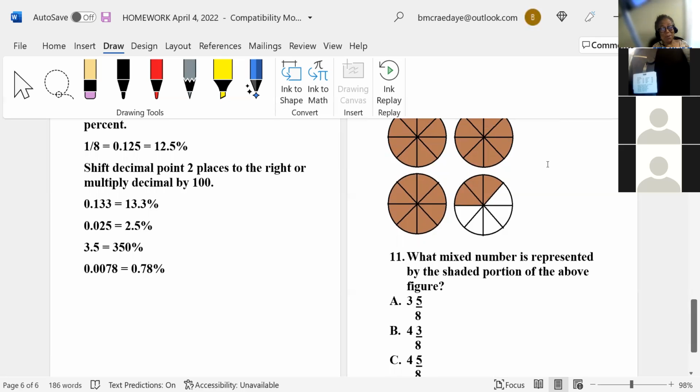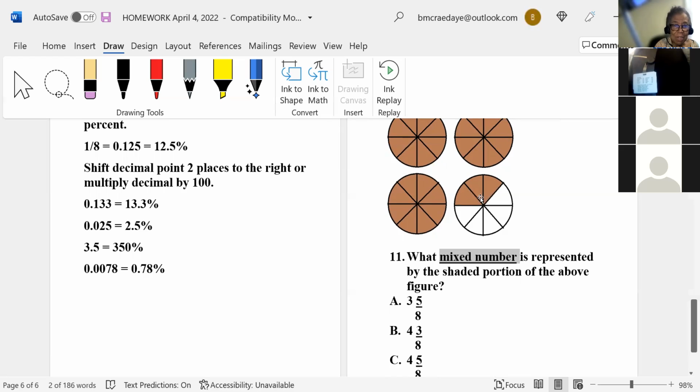That's right. She's throwing away the whole numbers. So it said what mixed number, right? A mixed number has a whole number and a fraction. So that means your answer has a whole number and a fraction. These three that are completely shaded are whole, so those are three whole numbers. That's right.